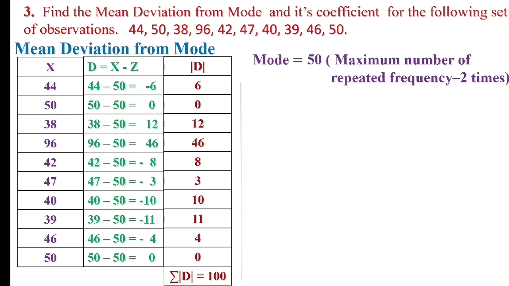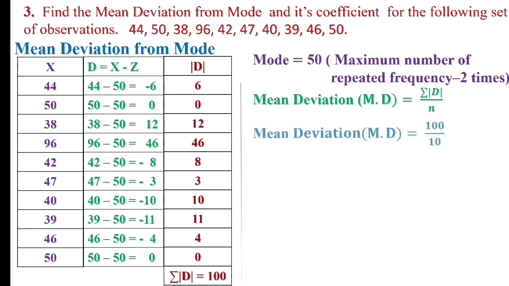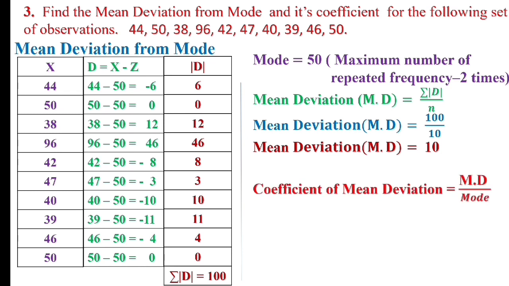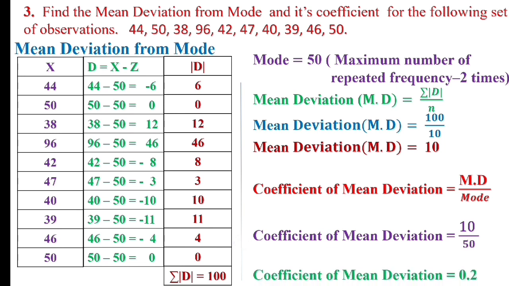So mean deviation equals summation D divided by N. 100 divided by how many values are given? 10 values. So we will get 10. Mean deviation is 10. Now the coefficient of mean deviation. Since we are considering mean deviation from mode, we will use the mode value. So coefficient of mean deviation equals mean deviation divided by mode. Mean deviation value is 10, mode value is 50. So we will get 10 by 50, that is 0.2.